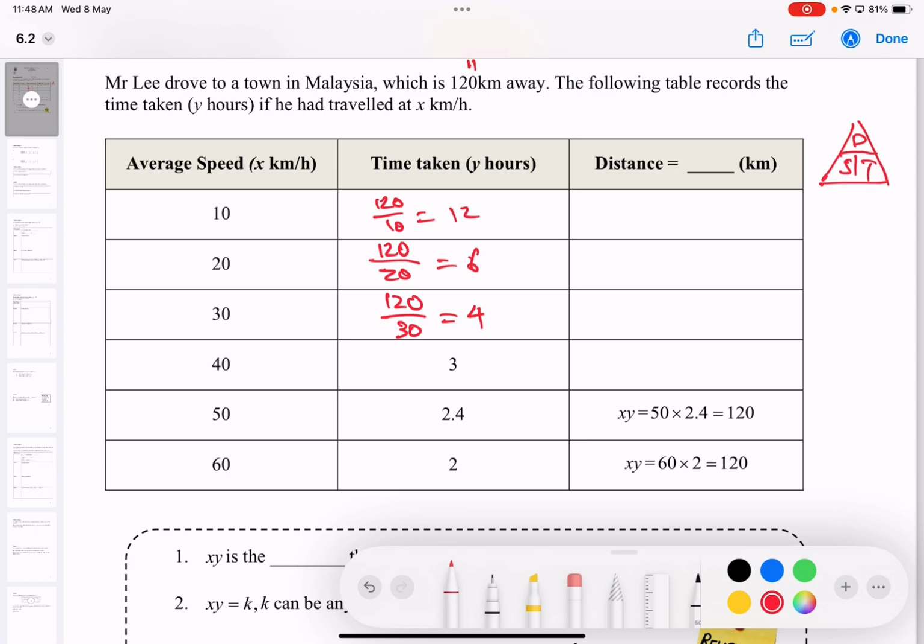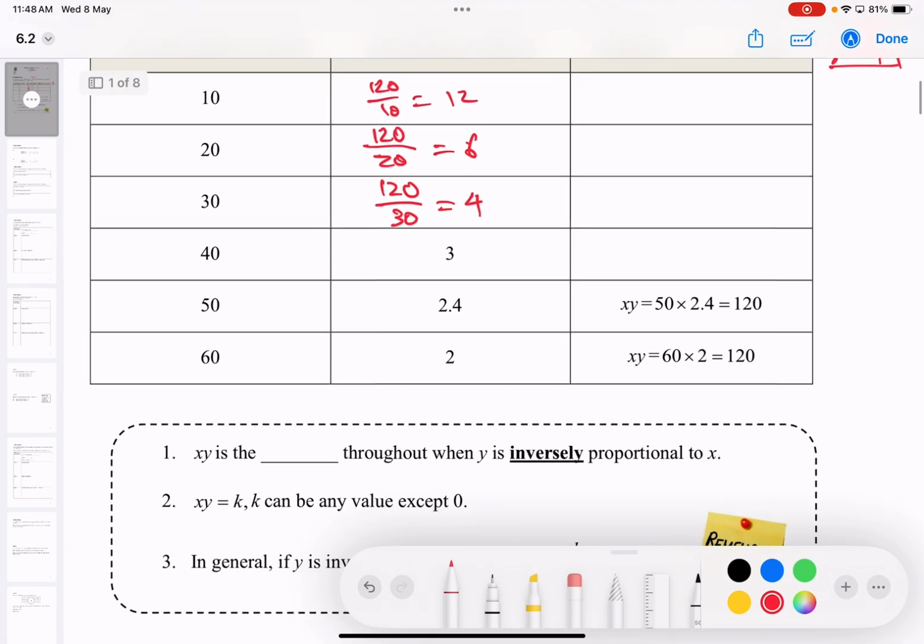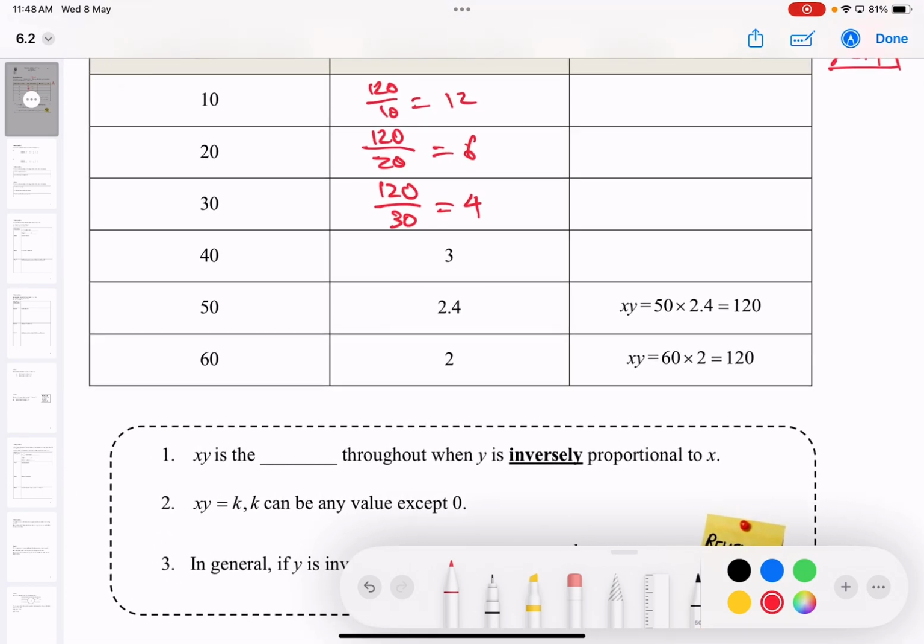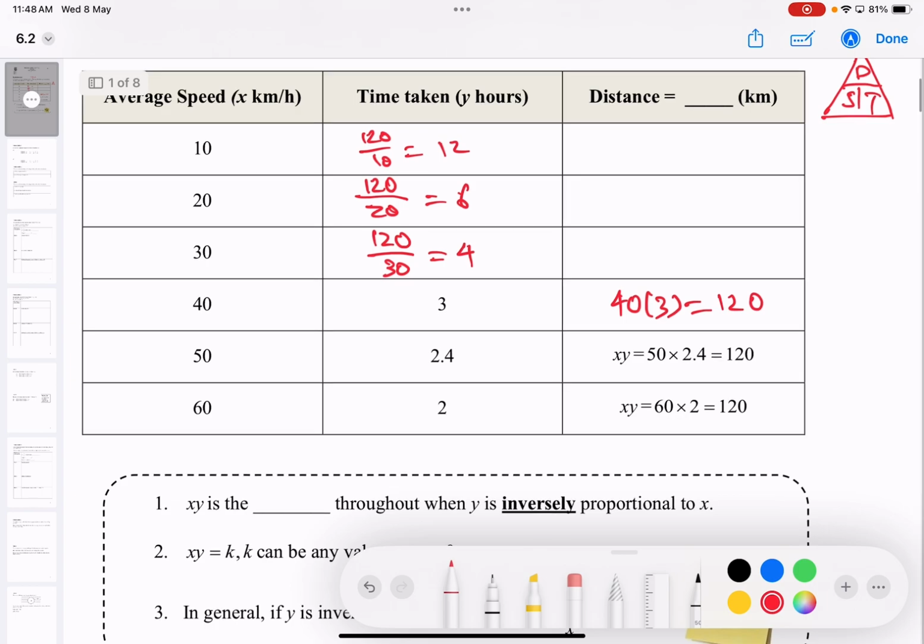So everyone has actually tried. Then I'm going to pick some people. Calvin, come help us out. Let's look at the next one from the bottom. So it's x times y, so I'm going to get 40 times 3, this is 120. Can you help us with the next one? What times what? Good. 30 times 4 is 120.